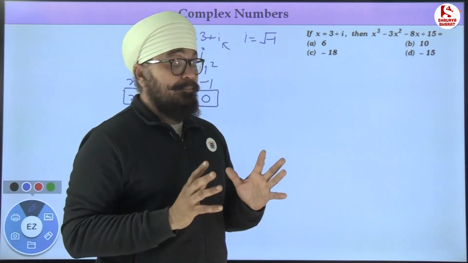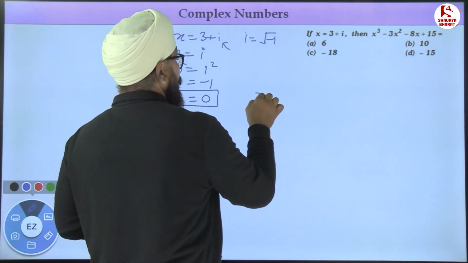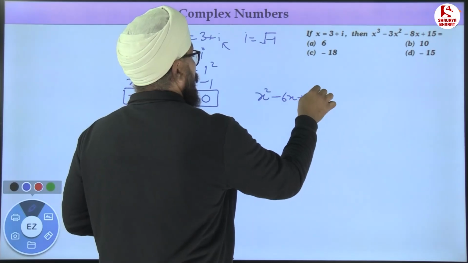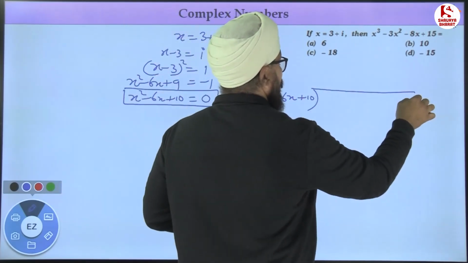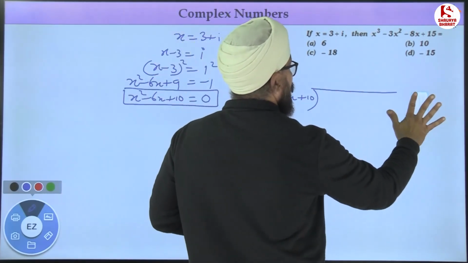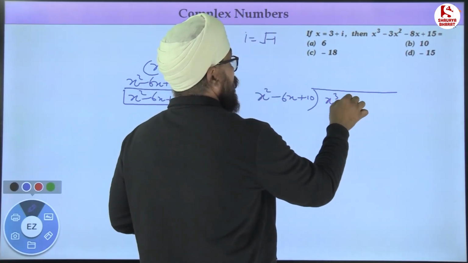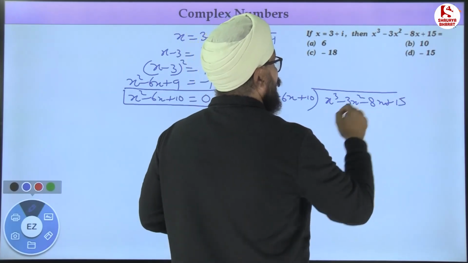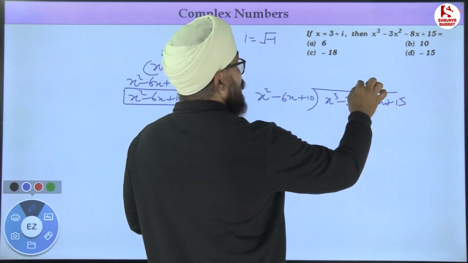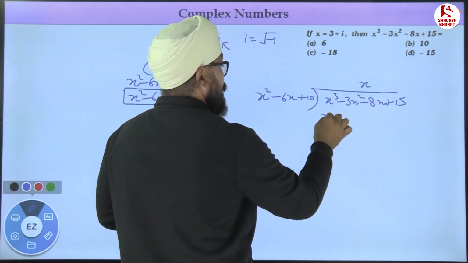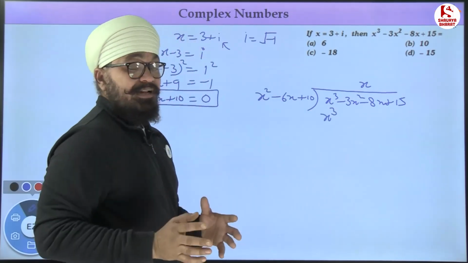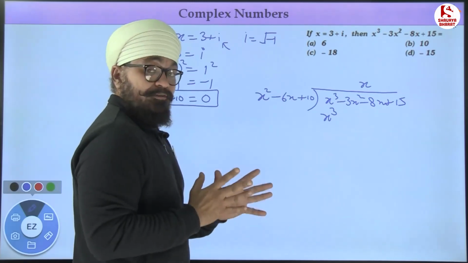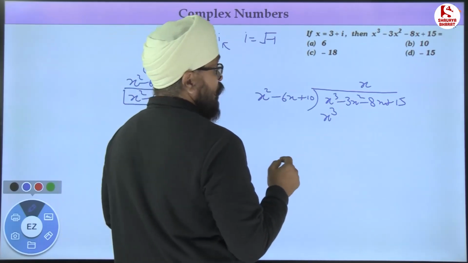First I will tell you the basic method, where I will divide x³ − 3x² − 8x + 15 by this polynomial. I will do simple division, multiplying by x, I get x³. This division I think we have studied in junior classes. I am just trying that method first, then after trying, we will go for some short techniques also.